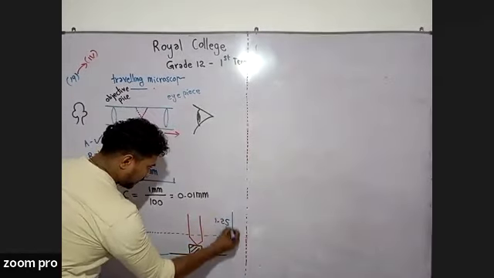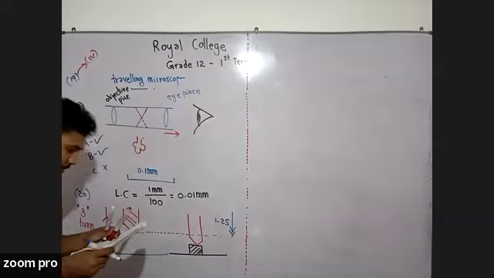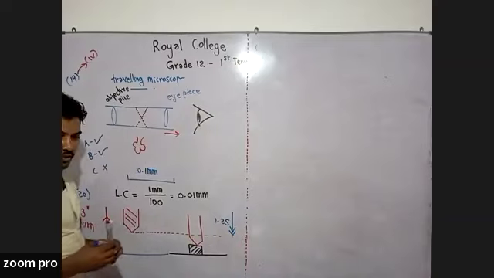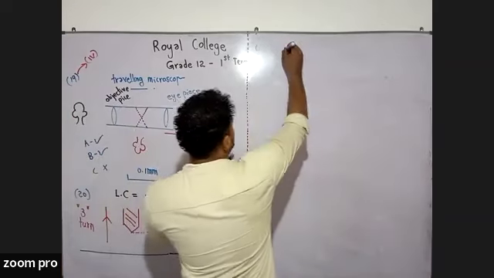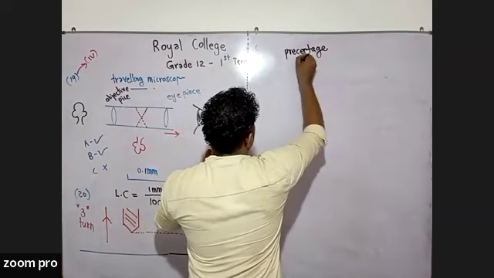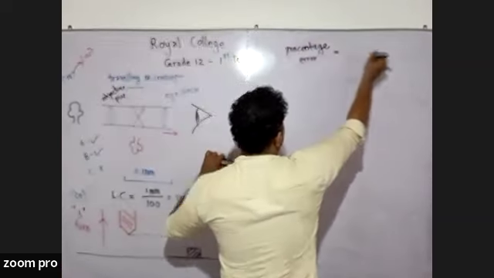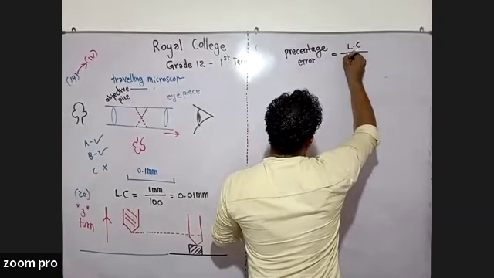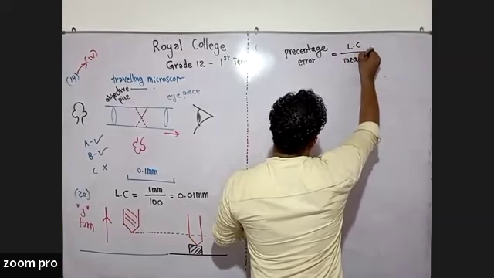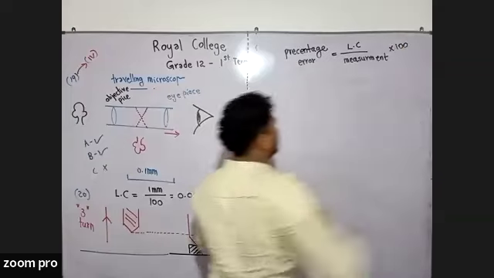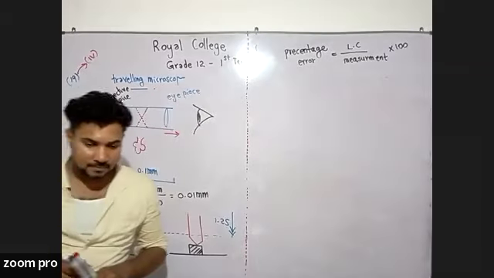1.25 turns is lowered, right? Choose the answer that contains the possible percentage error in the measurement obtained. So now, the percentage error can be obtained by the least count over the measurement into 100. This is the way that we obtain the percentage error.